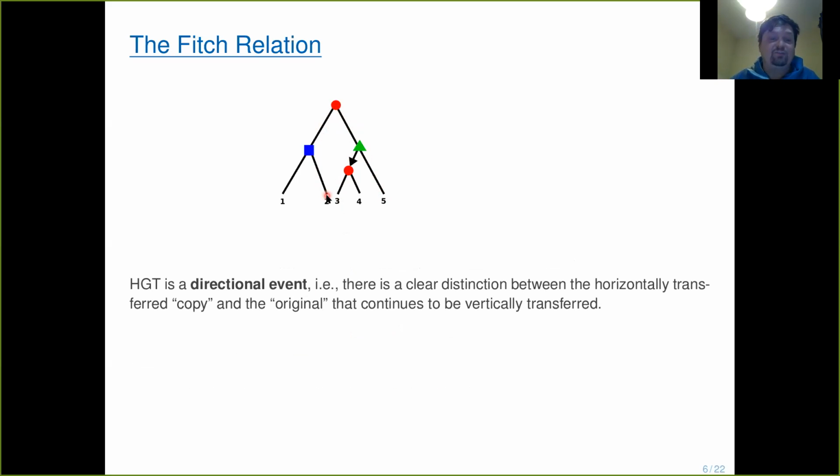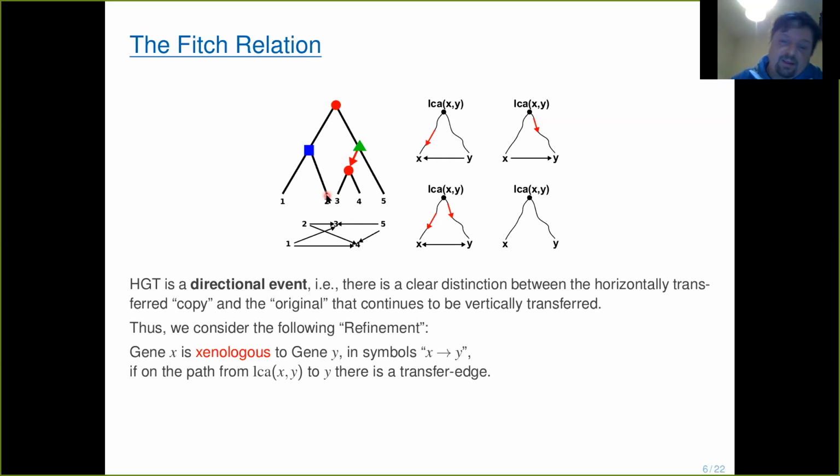Horizontal gene transfer is a directional event, right? We know that there is a clear distinction between the horizontally transferred copy and the original that continues to be vertically transferred. Before I go to this symmetric case, I look here at the refinement. What we say in the following is that a gene X is xenologous to a gene Y, in symbols X points to Y, if on the path from the last common ancestor of X and Y to Y, there is a transfer edge.